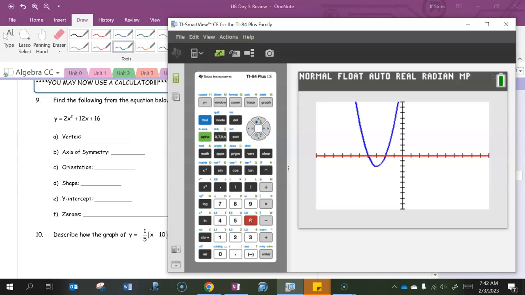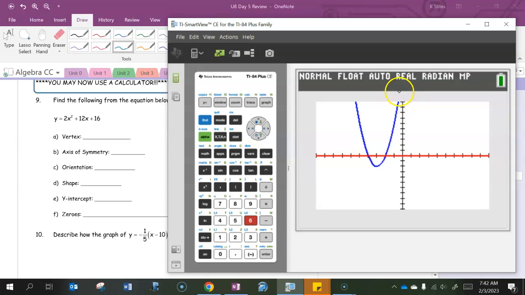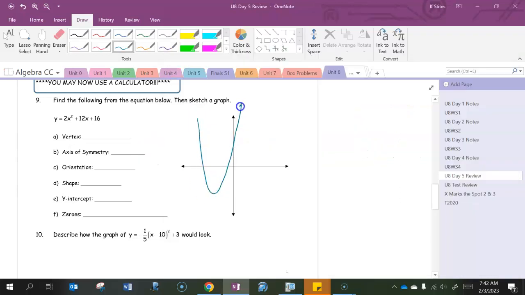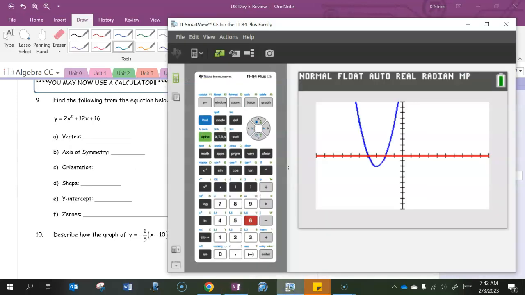Okay, so let's go ahead and graph this. Notice it's going to hit the y-axis up at the top here. So when you draw this, make sure it does actually hit your y-axis. So we're going to find our y-intercept, our minimum, and then we also have 2 zeros. All right, so let's find that vertex first.